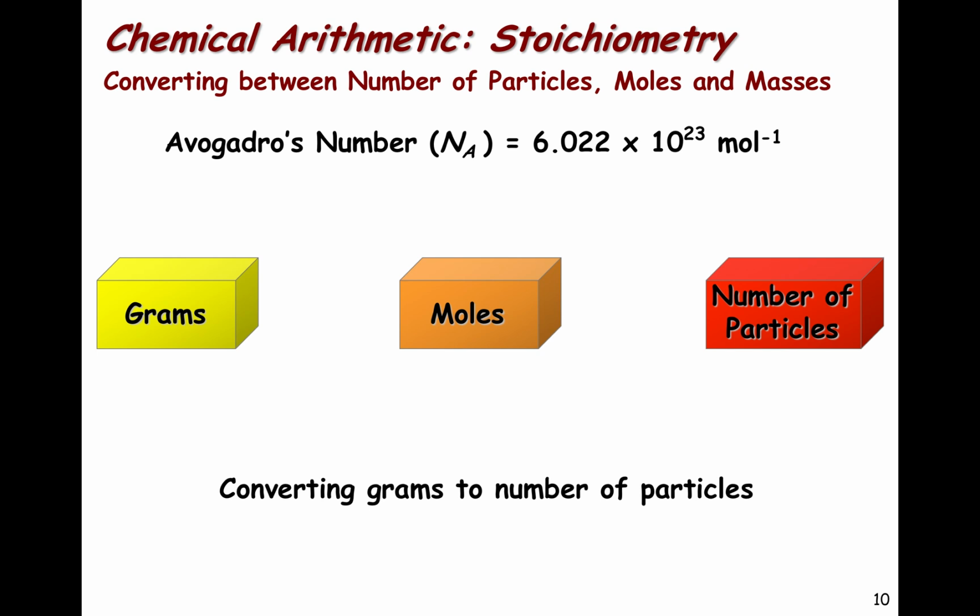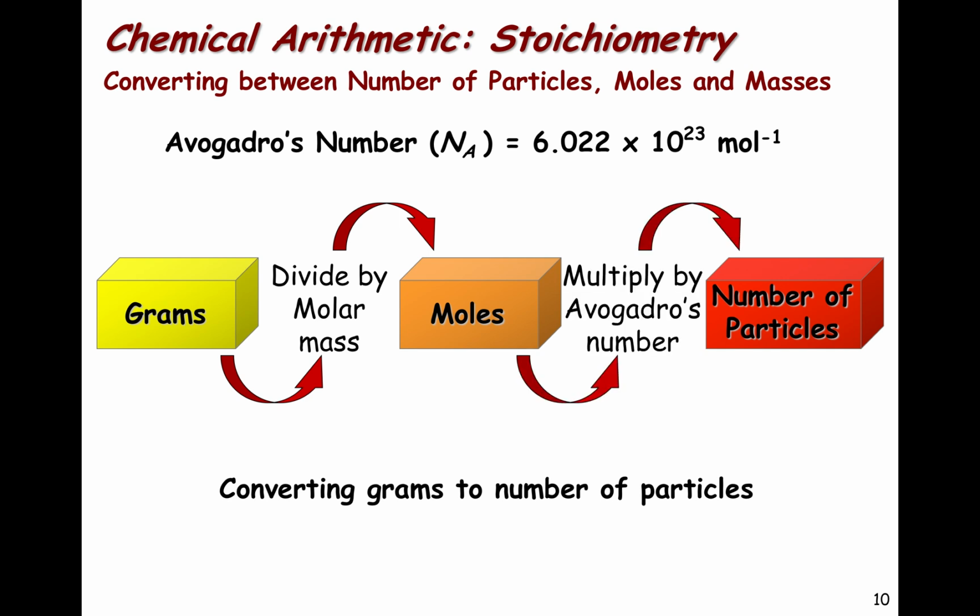So if I have the grams of a particular substance, I would divide by the molar mass. That would then result in the number of moles. If I then wanted to go further to figure out how many particles or molecules or atoms I have, I would take the result of that calculation and then multiply by Avogadro's number to end up with the final result.